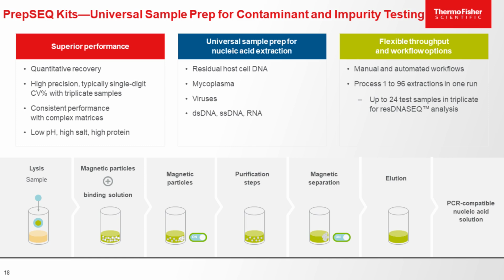So how does PrepSeq work? PrepSeq involves a combination of alcohol precipitation and magnetic bead-based separation of nucleic acids from various sample types. This is a universal sample prep for extracting double-stranded DNA, single-stranded DNA, and RNA. It is currently being used for a variety of our applications. The PrepSeq kit has shown superior performance in obtaining quantitative recovery, high precision, consistent performance with complex matrices including low pH, high salt, and high protein. The vast majority of our assay customers are also leveraging this validated sample prep method.